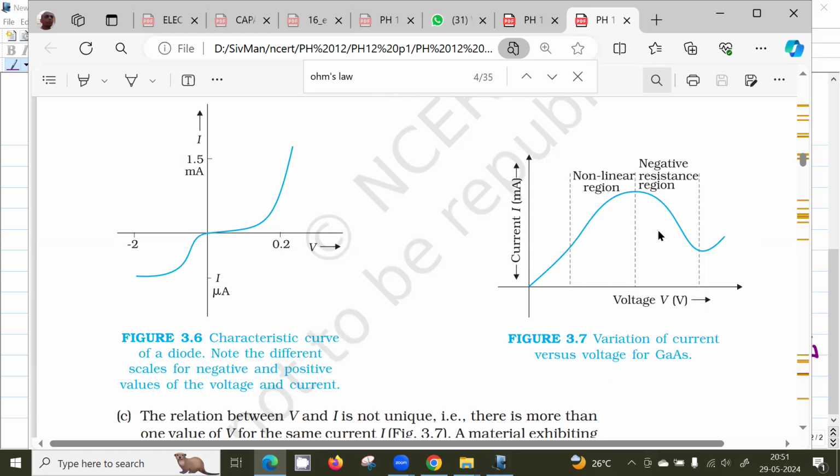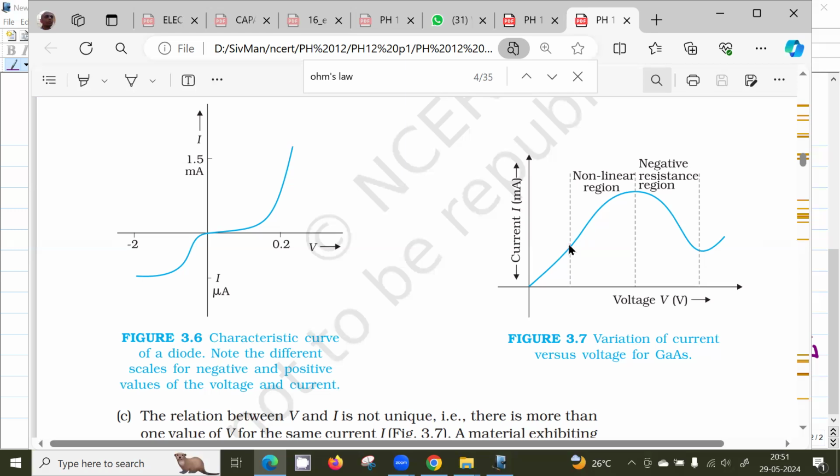Because there will be two factors which are determining the resistance. As voltage is increasing, the second factor is dominating. So as voltage increases, the current will decrease due to certain reasons. There is some other factor because of which the current will decrease as the voltage increases, and in this region that factor is dominant. So the current will decrease as the voltage is increasing. And after that, it's again positive resistance.